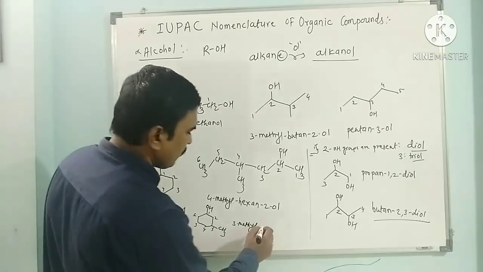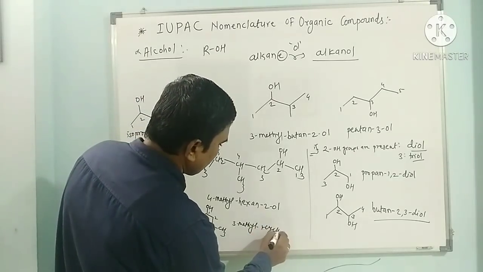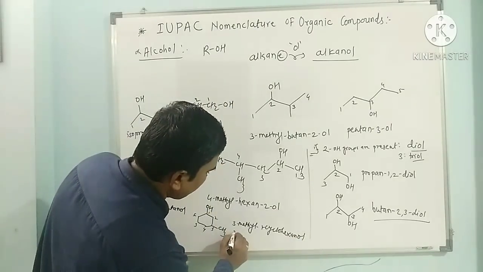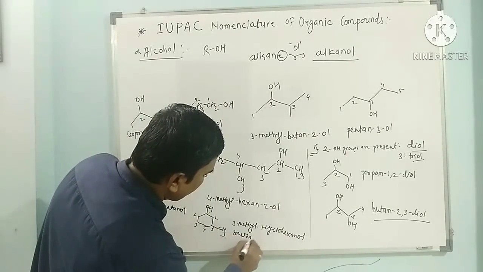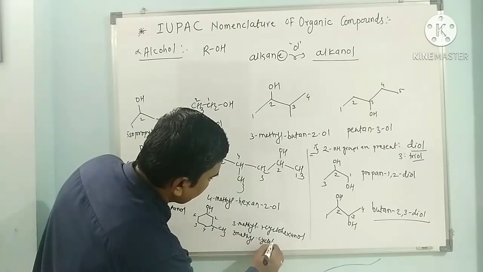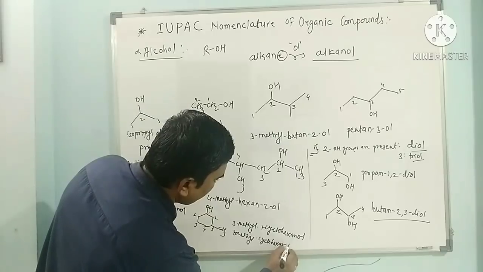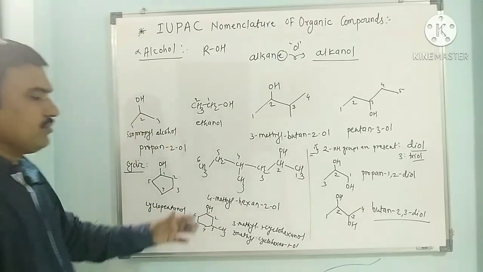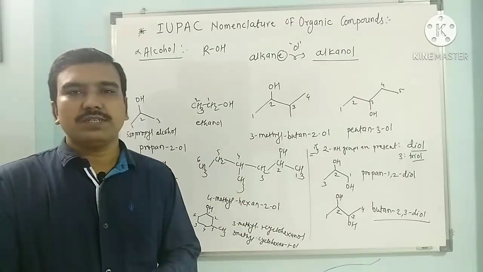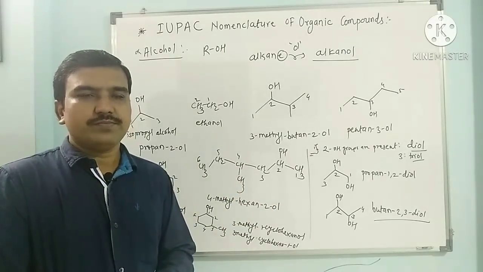Cyclohexan-1-ol, or 1-cyclohexanol. Or 3-methylcyclohexan-1-ol. So in this way, cyclic systems are also named as per the IUPAC nomenclature.